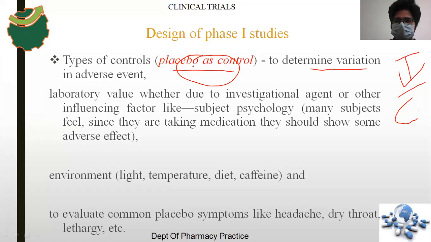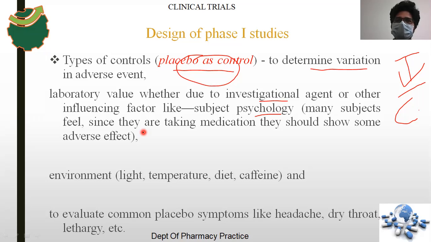If you see here, the change in laboratory values is due to the investigational agent or any other factors, including psychology. See, many subjects feel that since they're taking medication, they should have certain adverse effects. The adverse effect can be pain, which we cannot see, right? We cannot see the pain. We just have to go by it when they say they have pain. Or if someone says the temperature increased, you can just check it. If fever is the ADR, you can just check it.